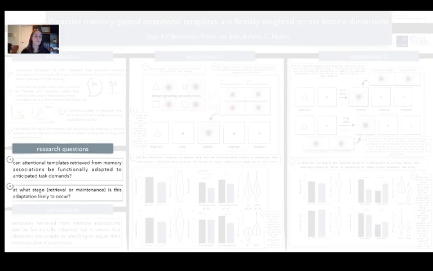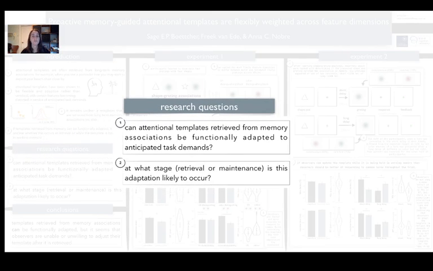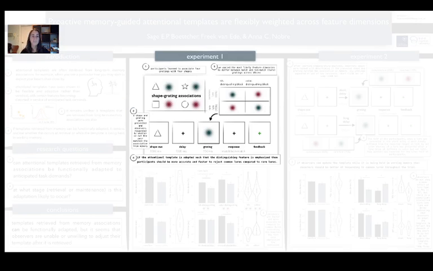This brings us to our two main research questions. First, can we find evidence for adaptation in templates retrieved from memory? And second, at what stage is this adaptation likely to occur? We addressed these questions in two experiments.